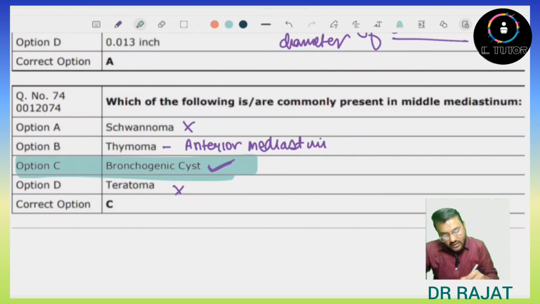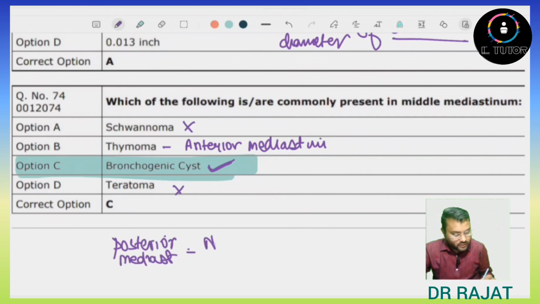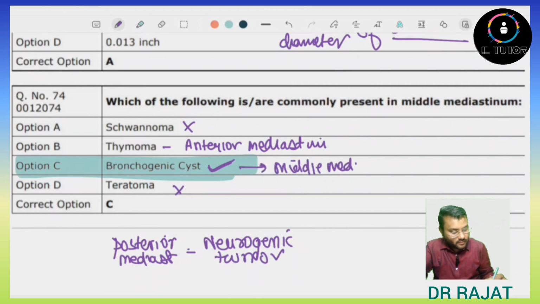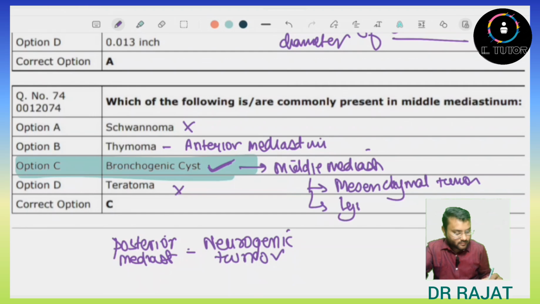Now, if we talk about the posterior mediastinum, then neurogenic tumors are common. Along with bronchogenic cyst, which is present in the middle mediastinum, others which can be found in the middle mediastinum are mesenchymal tumors or lymphomas. Lymphoma is also present in the anterior mediastinum.